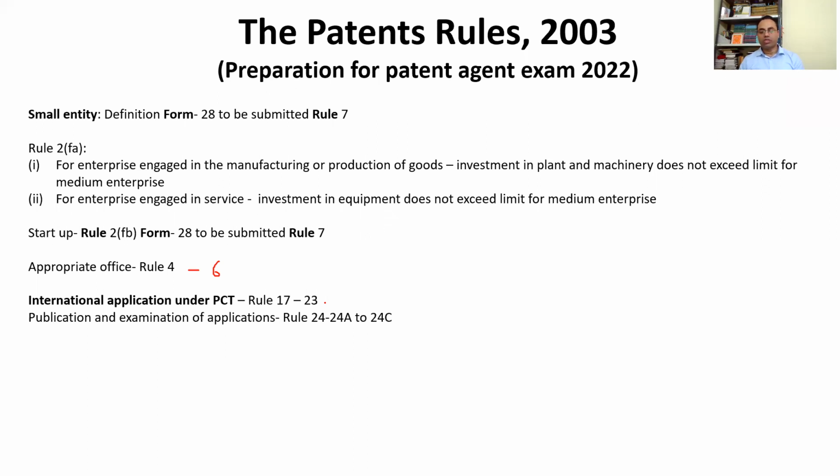Form 3 comes under section 8 and rule 12. Okay, so I'm just reading out from here. Form 4 is for the request for extension of time. Anytime you have to request an extension of time, it is form 4. So what are the sections which come under request for extension of time?